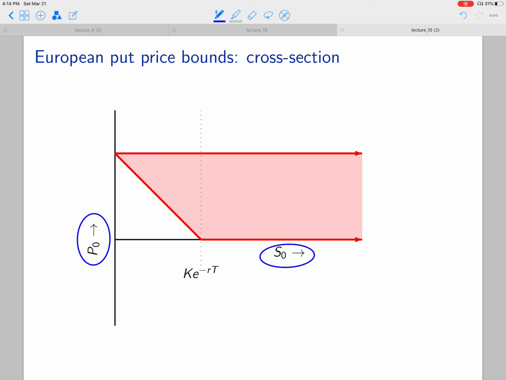The put is bounded above by the strike price. This top red line up here is the line in which P0 is equal to K. It's at a height of K, a horizontal line. The put is bounded below by this hockey stick line. This hockey stick line is the one in which the put option is equal to the present value of the intrinsic value, K e^(-RT) minus S0, and 0.